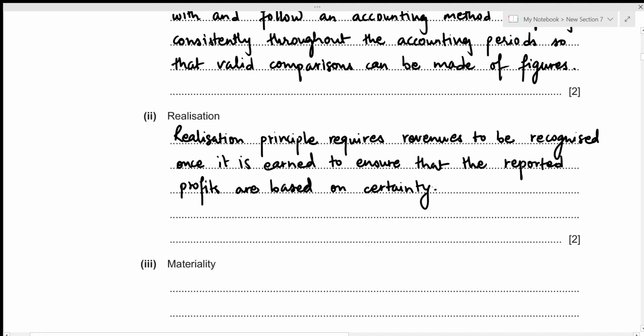Now the third principle is materiality. We know that materiality principle requires significant items to be recorded or reported in detail in a business's financial statements. So these significant items are those which, if not reported, can mislead the parties that are looking at the business's financial statements. So let's write that down as well.